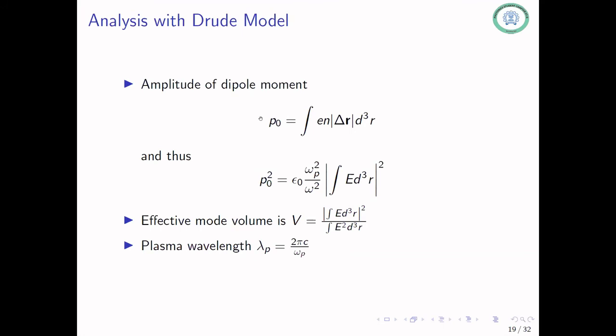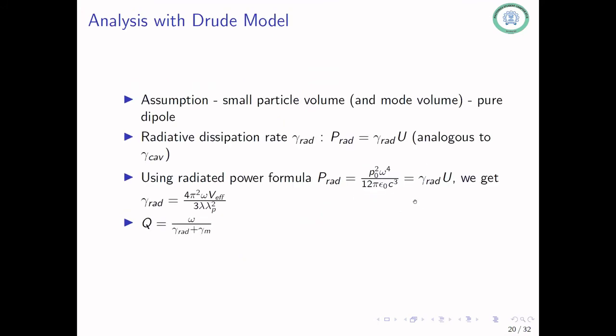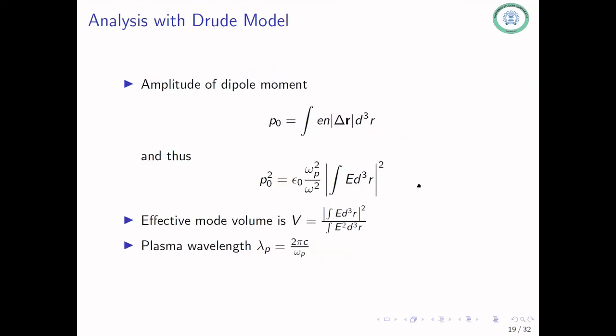On the other hand, you can also calculate the amplitude of what kind of dipole moment you're obtaining. That's just this integral, and based on that, you can calculate its square, of course, and you get this expression. Now you remember this integral ∫ε|E|² d³r, and you also have this integral ∫E² dr. So you can see where the effective mode volume that I defined earlier is coming in, and why we needed to really look at that.